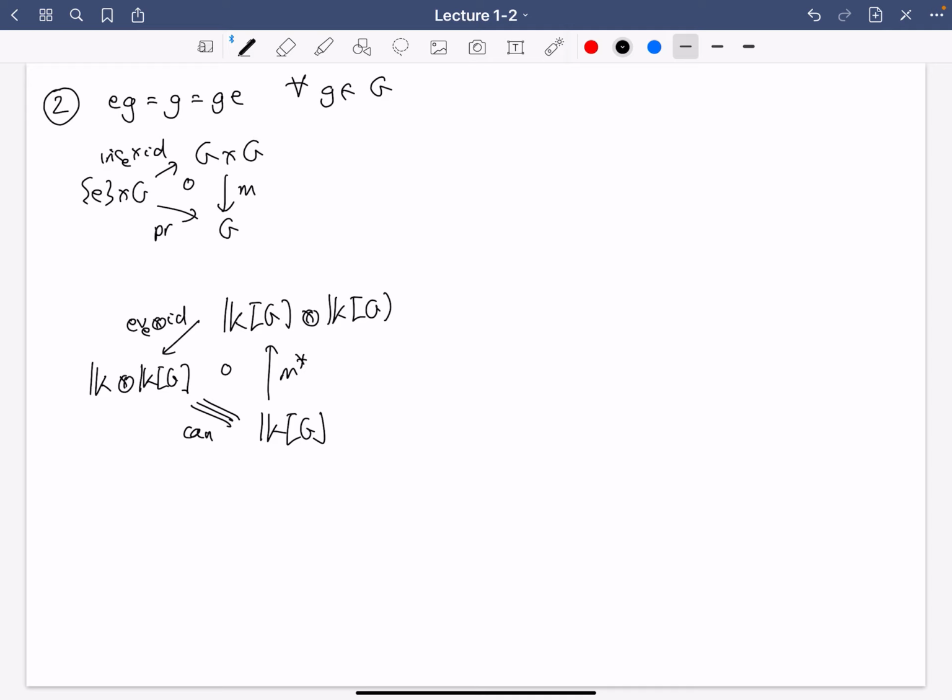And that was just me translating left multiplication by E, and then this right multiplication, which is more or less the same, just on the other side. So this is identity tensor E, and this is this canonical identification. This commutes. So this is the co-unital property.